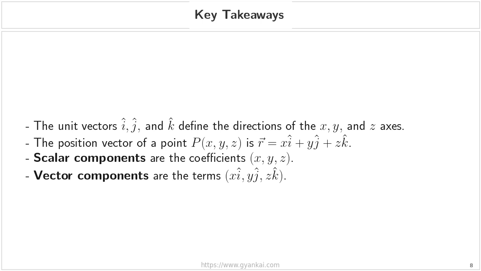All right, we have reached the end of our lesson on the component form of a vector. Before we wrap up, let's quickly recap the key takeaways to ensure you have a solid grasp of the fundamental concepts we've covered today. If you can keep these distinctions clear and apply them to your calculations, you'll be well on your way to mastering vector algebra.